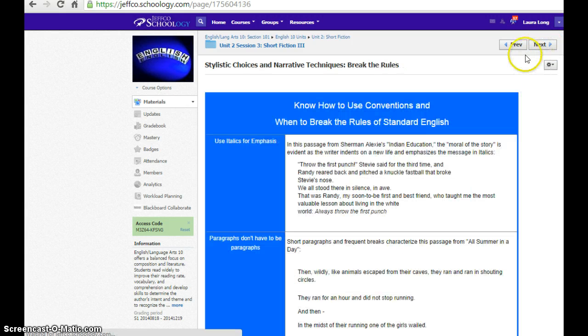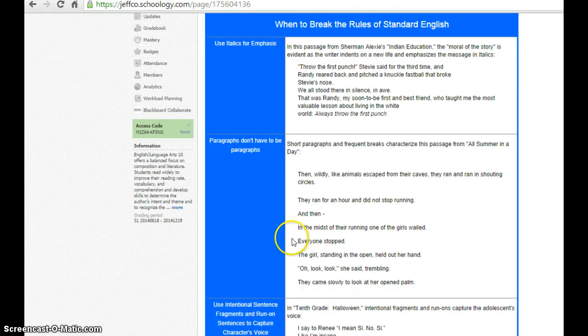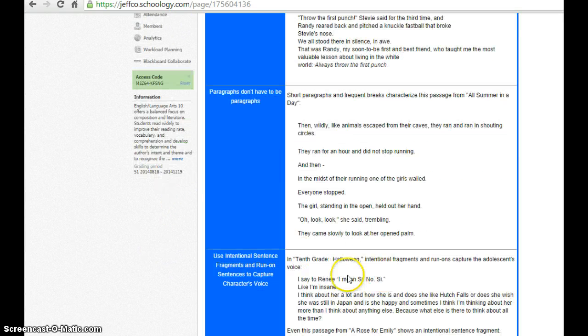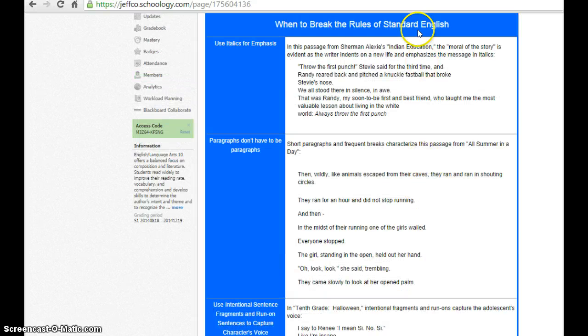And you'll look finally at when to use conventions and when to break the conventions. Paragraphs don't have to be fully developed whopper paragraphs for short stories. They can be short single lines. It's okay to use sentence fragments and run-ons if you're trying to capture how a character is speaking. So you'll look at that a little bit more.